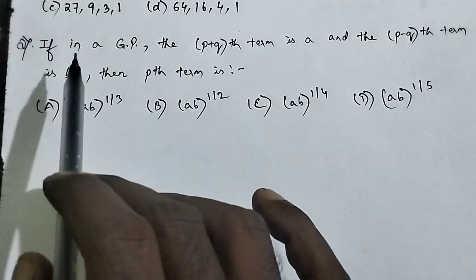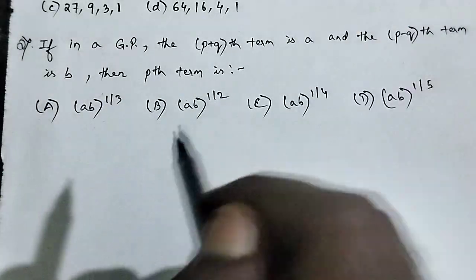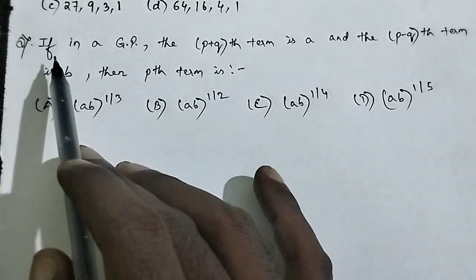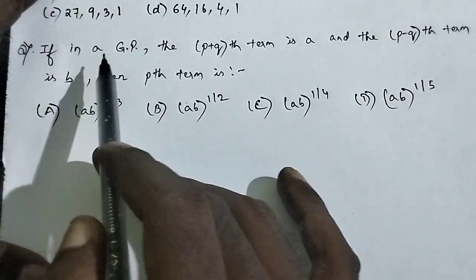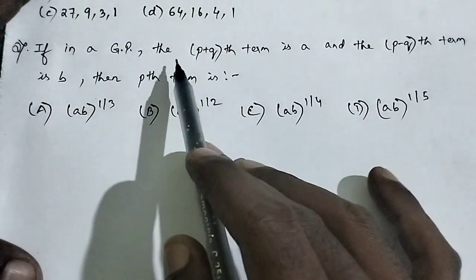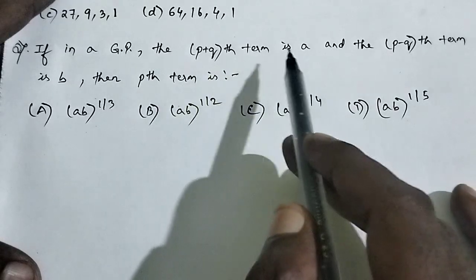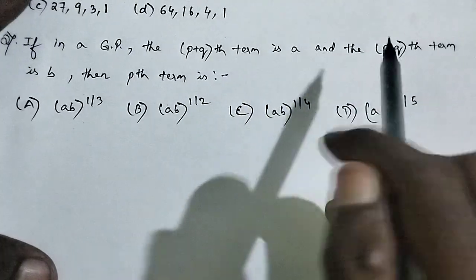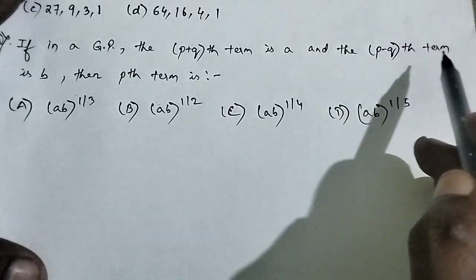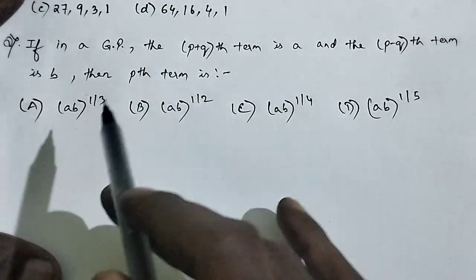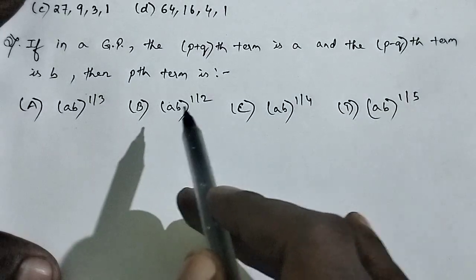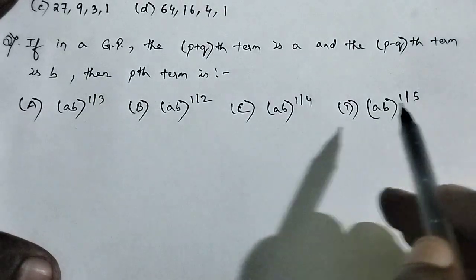In this video I have brought this question for you all. So look at the question. If in a GP, meaning geometric progression, the p plus qth term is a, and the p minus qth term is b, then the pth term is, four options have been given. We have to find which one is the correct.